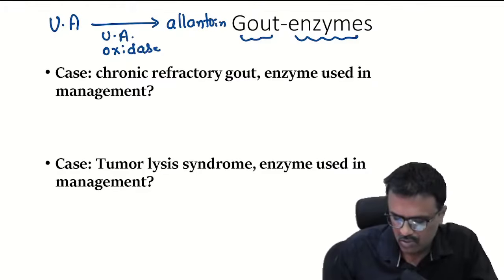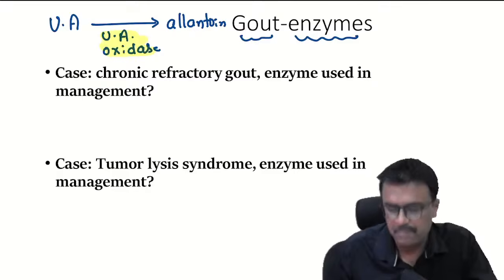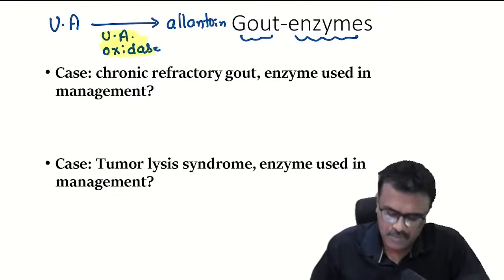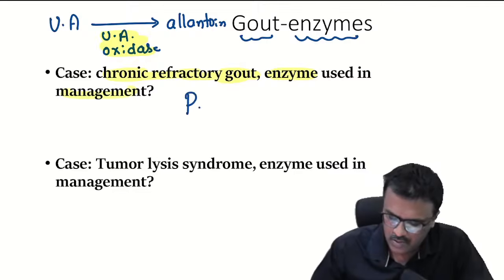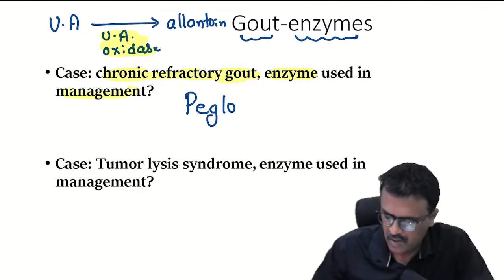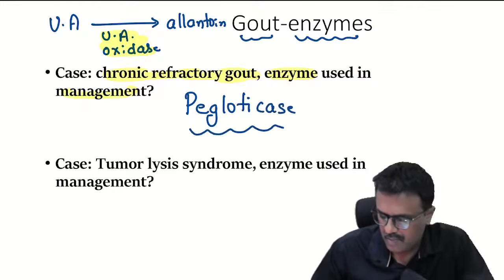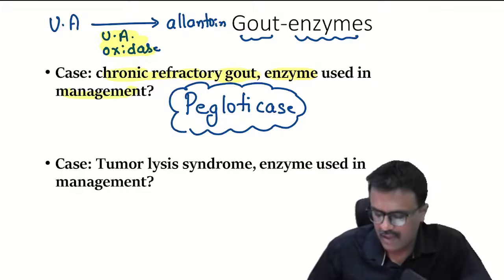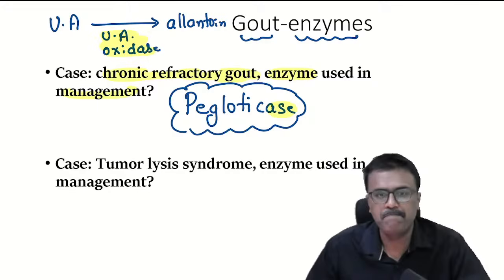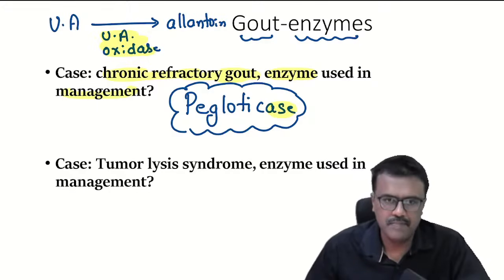Now humans don't have this enzyme, we have to make them. Suppose a patient is having chronic refractory gout. What is the enzyme used? The recombinant enzyme is called pegloticase. Remember pegloticase. In pharma, anything ending with ASE is an enzyme.